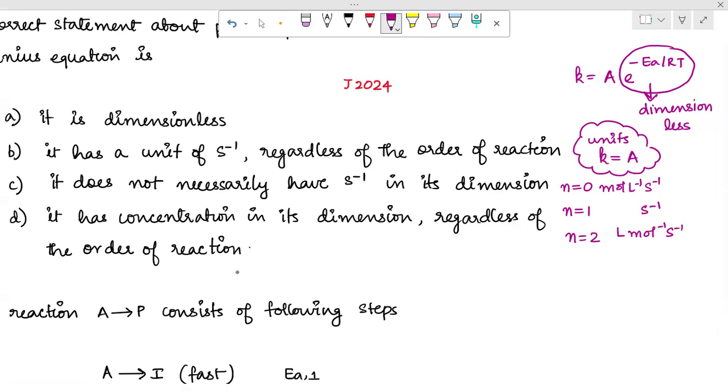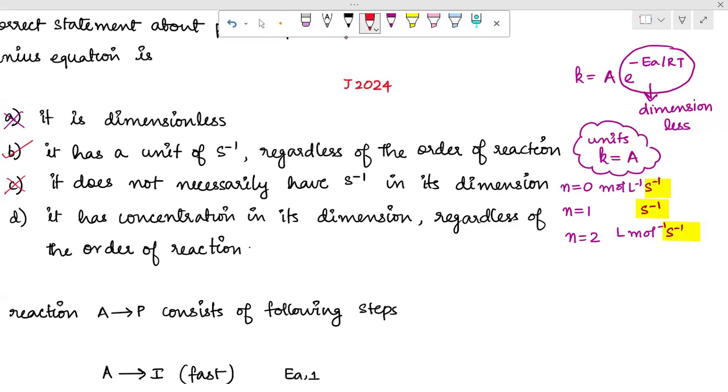So in the first option, it is saying that it is dimensionless. No, it is not dimensionless. It has dimensions of the rate constant. Okay, so this is wrong. Second one, it has a unit of per second regardless of the order. That is true? Even if it is zero order, first order, second order, irrespective of the orders, you have this dimension of per second? That is not true. In C, it does not necessarily have per second. It has per second, so C is wrong.